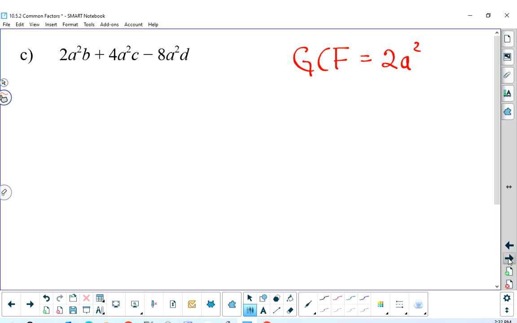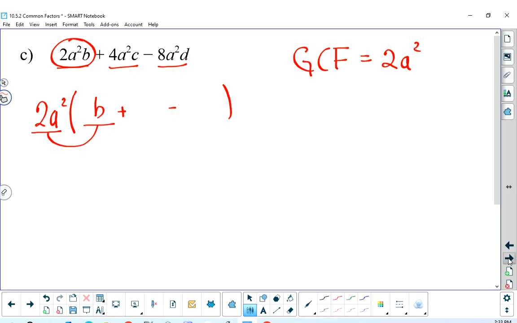Is b a common factor? No, because there's only b in the first term. C is not common because there's not c in everything, and neither is d. What that means is that we can write this as 2a squared multiplied by something. And because we're factoring 2a squared out of 3 terms, we're going to have 3 terms. What we put here has to multiply by 2a squared to give this. Well, it's b.